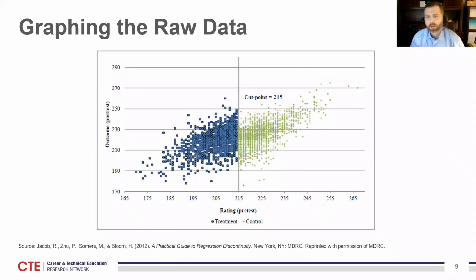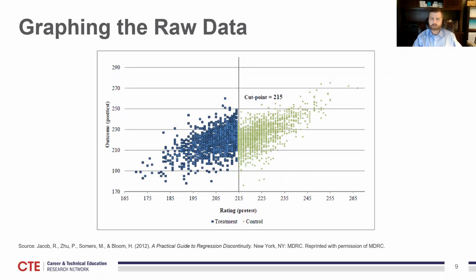Okay, so here's an example of what you might get if you do that. This example again is from the same resource that I listed earlier. This is all simulated data. This isn't data from an actual application, but you can see the rating variable is on the horizontal axis. The outcome variable is on the vertical axis.